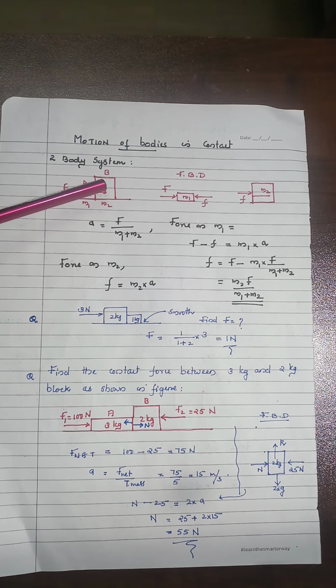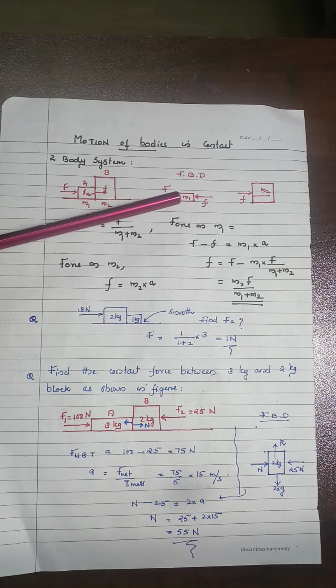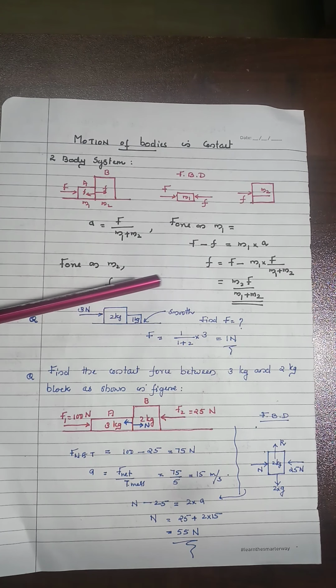Just think about the free body diagram of B. There is only the contact force f acting on it. At first we need to find the total acceleration, which is equal to the total force divided by the total mass. Then go through the free body diagram of mass M1. There the net force, the applied capital F minus the small f, the contact force, is equal to M1 into A. So we can find that contact force f.